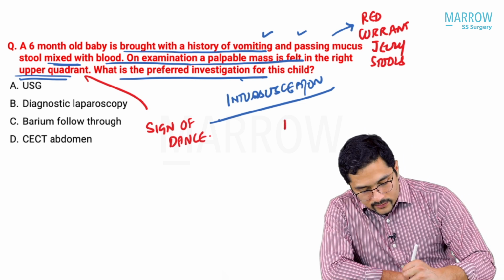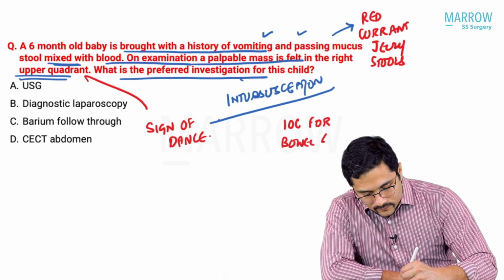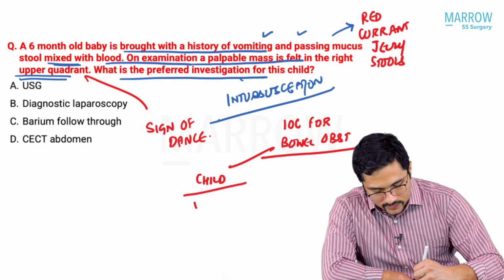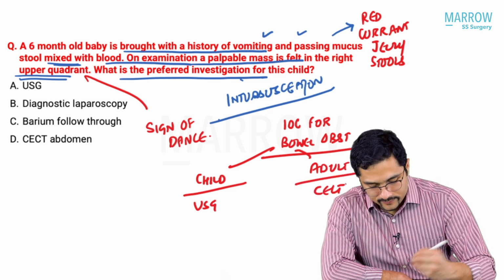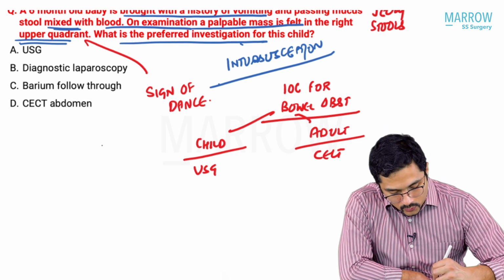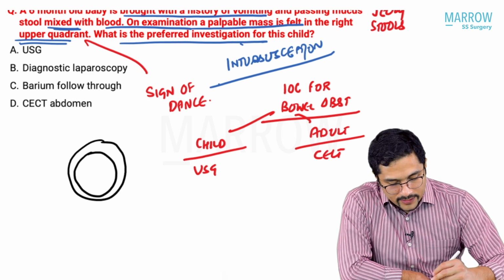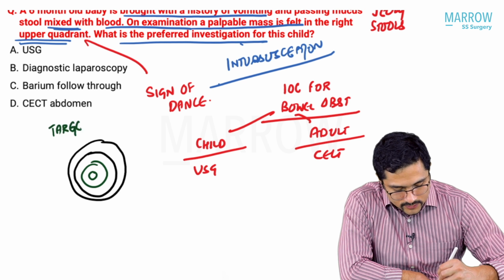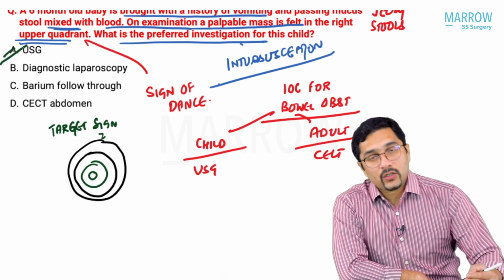Now, in a child, the investigation of choice for bowel obstruction is ultrasound, whereas in an adult it is contrast-enhanced CT scan. And in patients with intussusception, you will get the donut sign or the target sign. You will get one bowel loop and you will get another bowel loop inside it. This is known as the target sign or the donut sign. In intussusception, this will be seen on ultrasound.